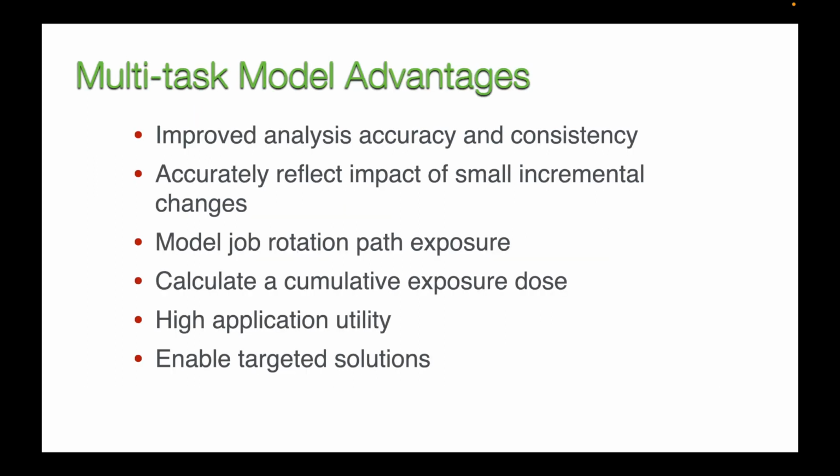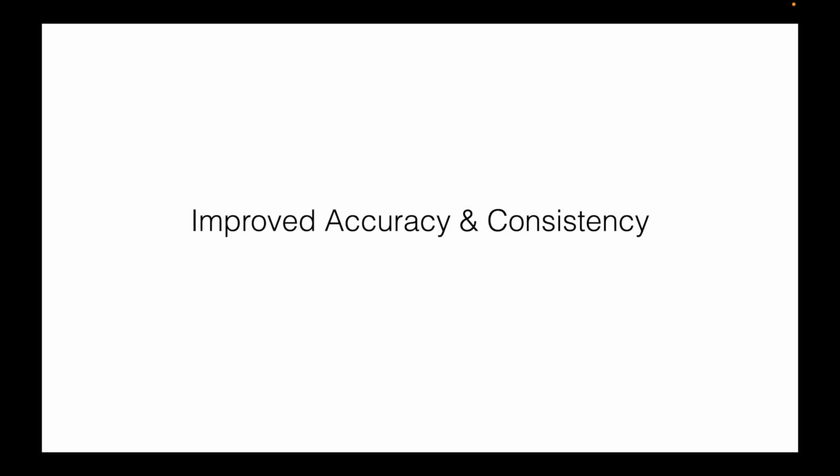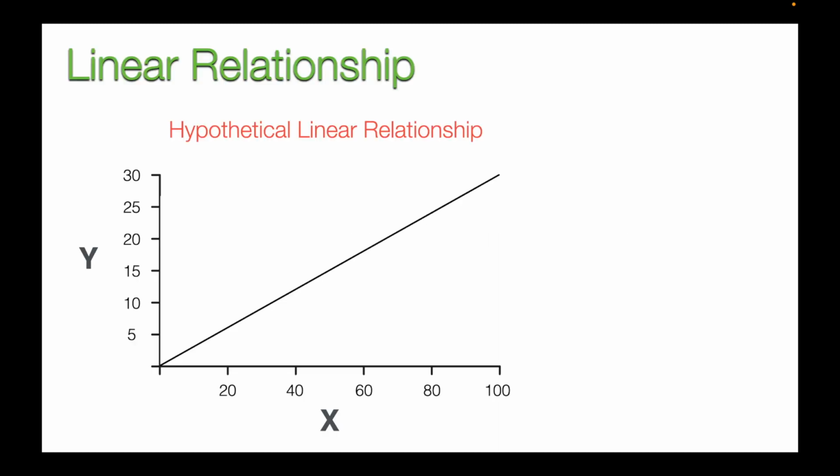Advantages of multitask models: improved analysis accuracy and consistency. They accurately reflect the impact of small incremental changes. You can model job rotation, path exposure, and calculate a cumulative exposure dose. They have high application utility and enable targeted solutions. Okay, let's look at improved accuracy and consistency.